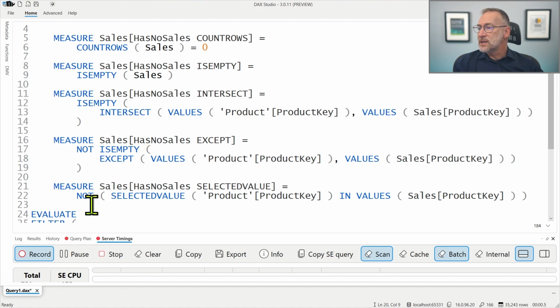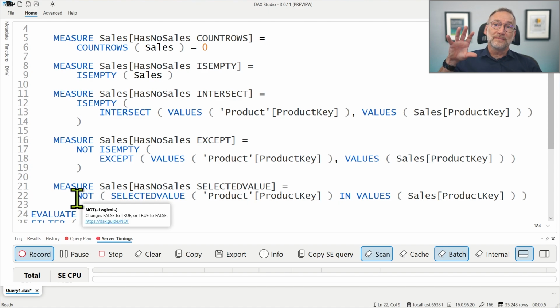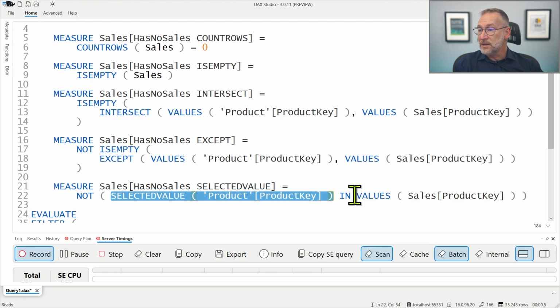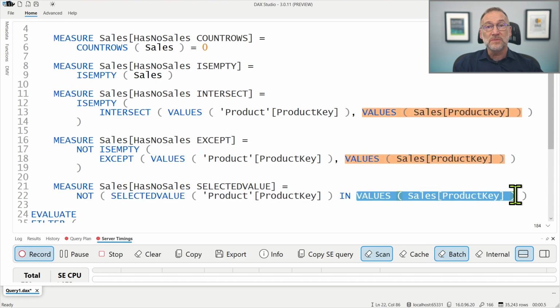And finally, there is the last measure that is probably a bit more intuitive because it assumes that if a product has no sales, first there are no rows in sales, and we use the measure placing the product name on the rows of the matrix. So we check if the selected value of product key belongs to the values of sales product key. So if the currently selected product belongs to the currently sold products.